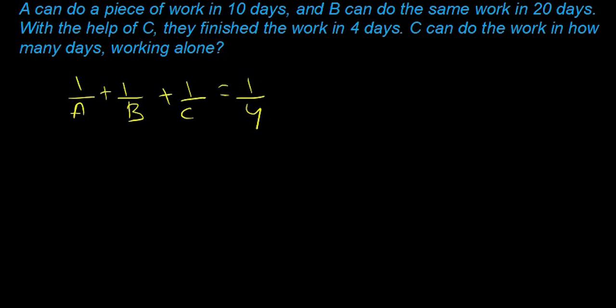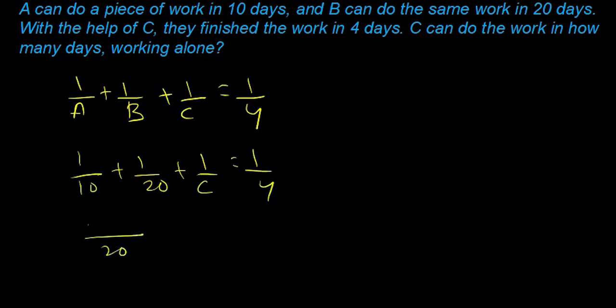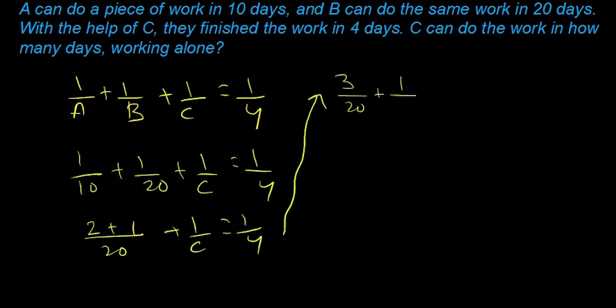Okay. So by putting the values of 10 and 20 for A and B, it is 1 by 10 plus 1 by 20 plus 1 by C is equal to 1 by 4. LCM of 10 and 20 is 20. So 10 2s are 20, 2 1s are 2, which is 3 by 20. So what we need to do? 3 by 20 plus 1 by C is equal to 1 by 4. So 1 by C is going to be 1 by 4 minus 3 by 20.